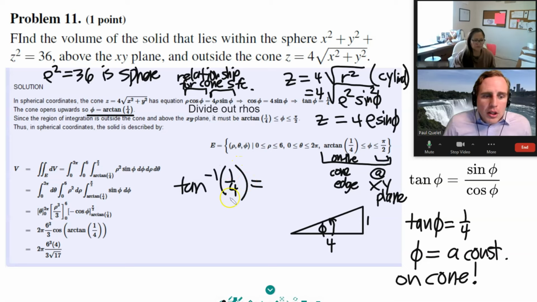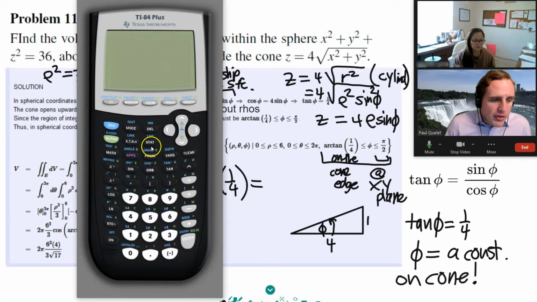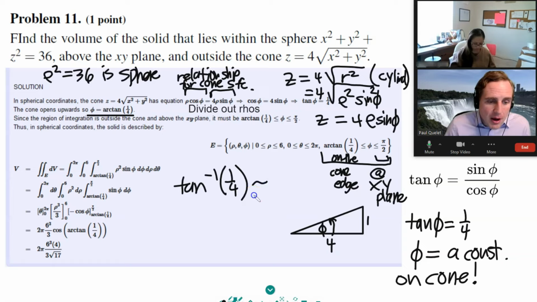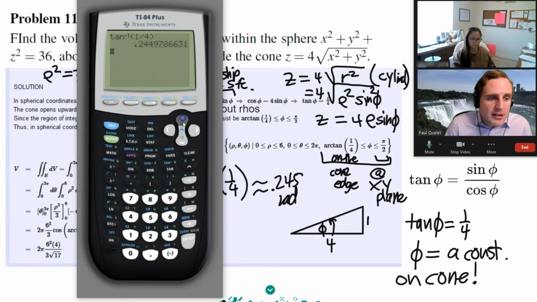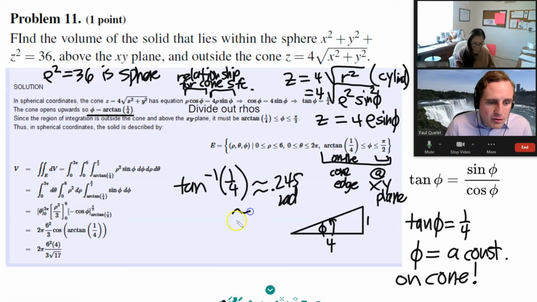So inverse tangent of 1/4, we could put that in the calculator, making sure the calculator's in radian mode. If we do inverse tangent of 1/4, let's see how many radians that is. That's about 0.245 radians. And by the way, if you want to get that in degrees, you would multiply by 180 over pi. We're just trying to get this as a ballpark. So it's about 14 degrees.